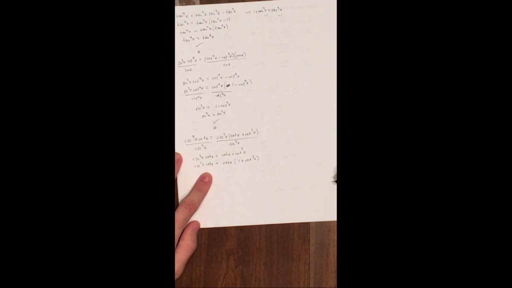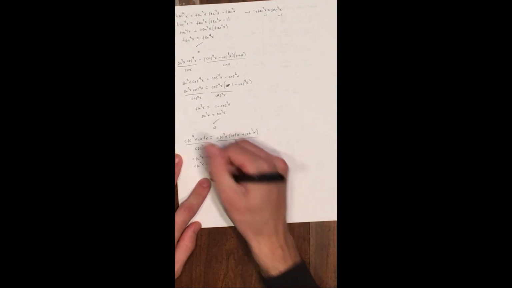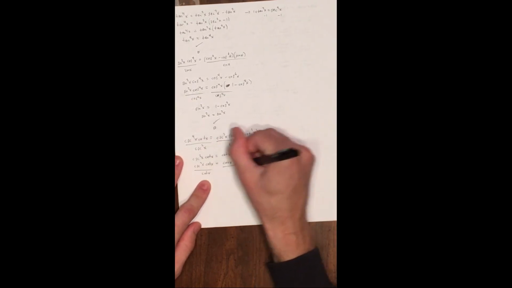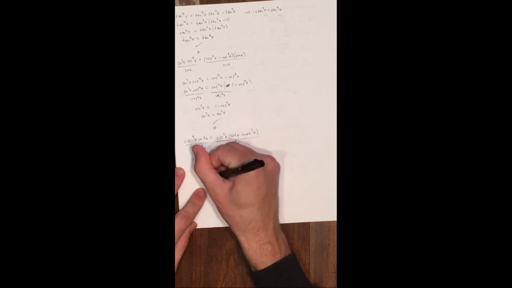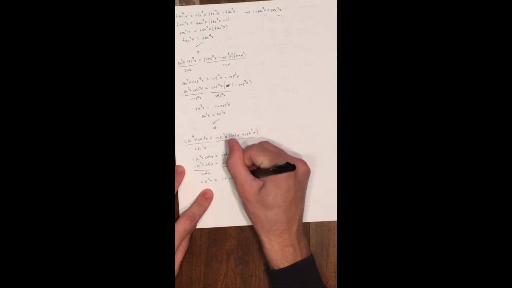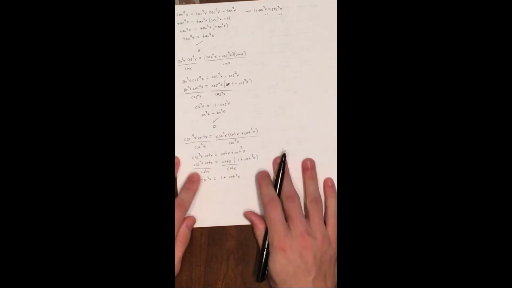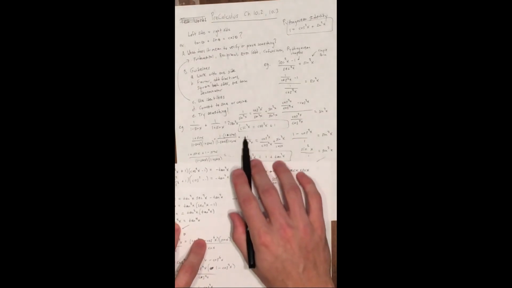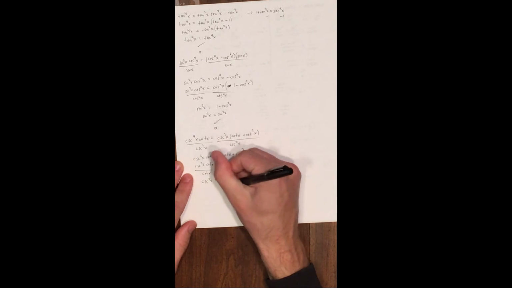We can divide both sides by cotangent of x, because they both share that on the left and right side. So we have cosecant squared of x is equal to 1 plus cotangent squared of x, and that is one of our Pythagorean identities, that 1 plus cotangent squared of x is equal to cosecant squared of x. And we're done.